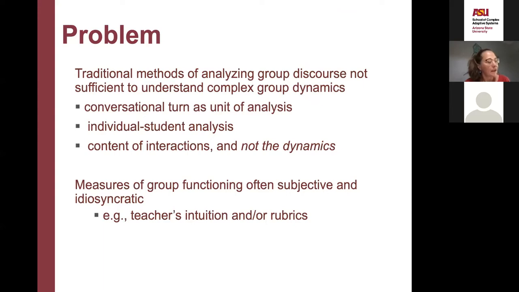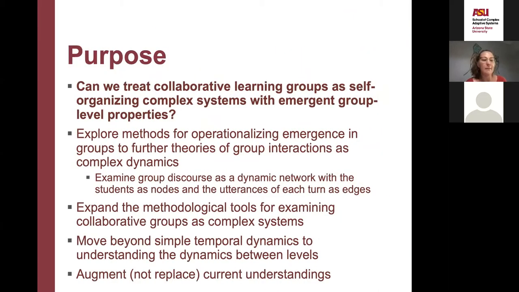Often in practice, we go back to that practicable question, measures of group functioning are subjective and idiosyncratic. So we'd like to see if we can move that a bit more. We're interested in this line of research in the questions of, can we treat collaborative learning groups as self-organized complex systems with emergent group level properties? So we are exploring methods for operationalizing emergence in groups in order to further theories of group interactions.